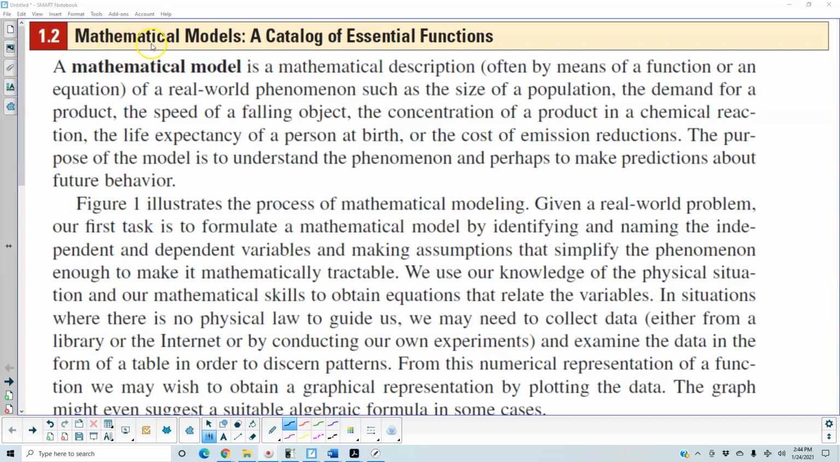Section 1.2, Mathematical Models: A catalog of essential functions. A mathematical model is a mathematical description, often by means of a function or an equation, of a real-world phenomenon, such as the size of a population, the demand for a product, the speed of a falling object, the concentration of a product in a chemical reaction, the life expectancy of a person at birth, or the cost of emission reductions. The purpose of the model is to understand the phenomenon and perhaps to make predictions about future behavior.